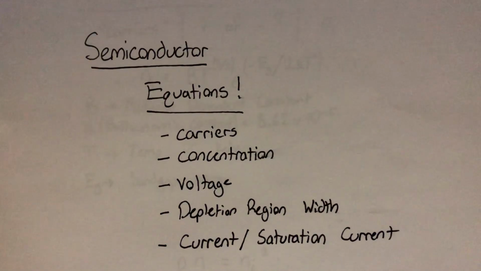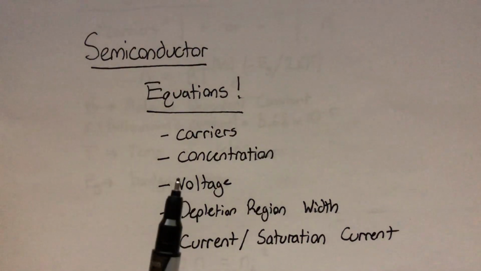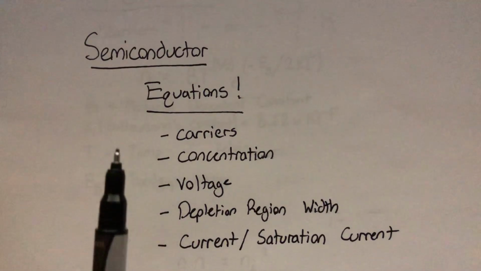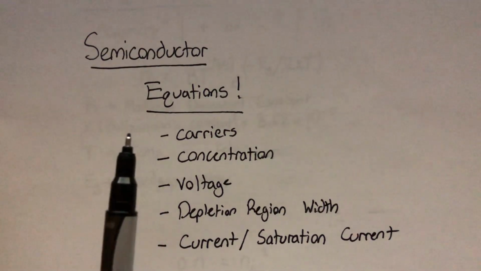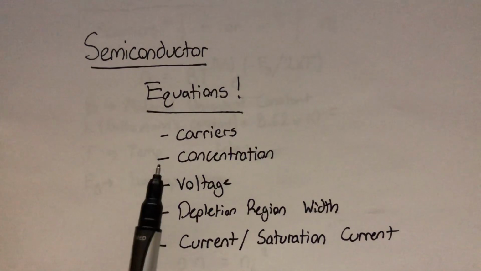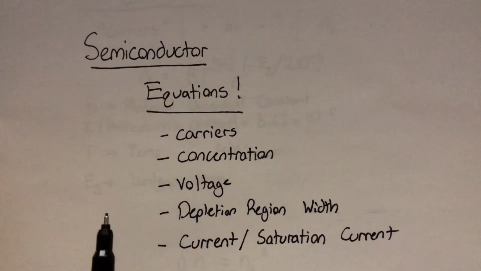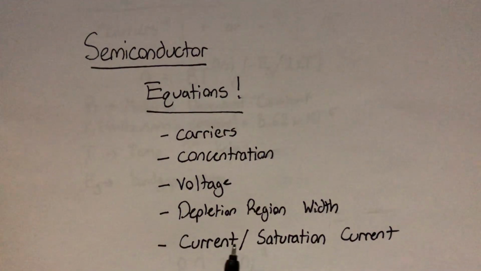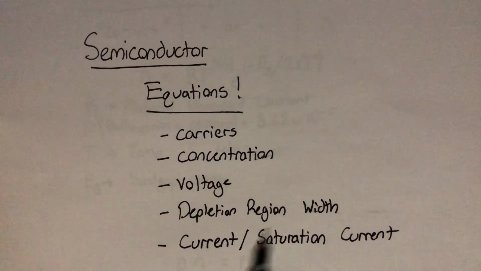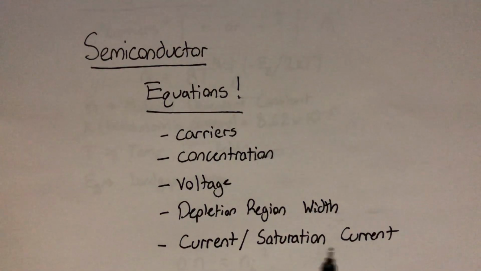This is part 2 to my Undergraduate Guide to Semiconductor video, where today we will be talking about the equations needed to tell us everything about our p-n junctions, including the carriers, the concentrations, the voltage, the depletion region width, the current, and finally the saturation current.